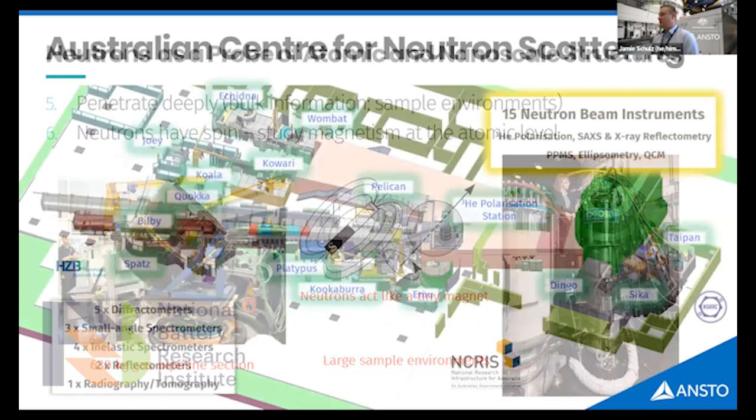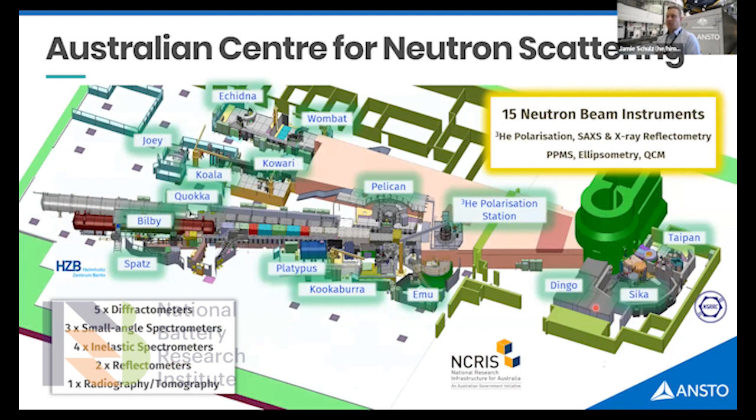This is the layout of the Australian Centre for Neutron Scattering. We presently have 15 neutron beam instruments, which are available to the research community and industry. We have 5 diffractometers, 3 small angle scattering spectrometers, 4 inelastic spectrometers, 2 reflectometers, and 1 radiography tomography instrument.